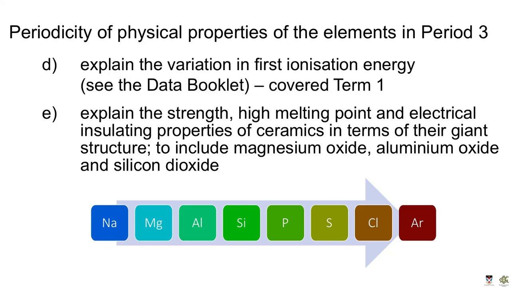In this second video, we will look at the ionization energy and the trend in the ionization energy as we go across period 3. This will be a revision of what we covered in term 1, so there shouldn't be any concepts that are new to you. And then we're also going to look very briefly at ceramics. We're going to look at the properties of some ceramics and then explain that in terms of the bonding and structure of the different compounds.